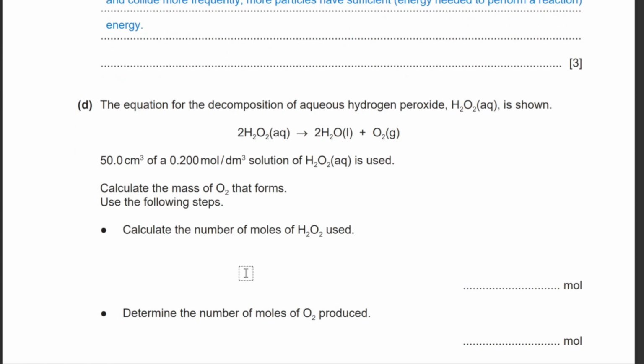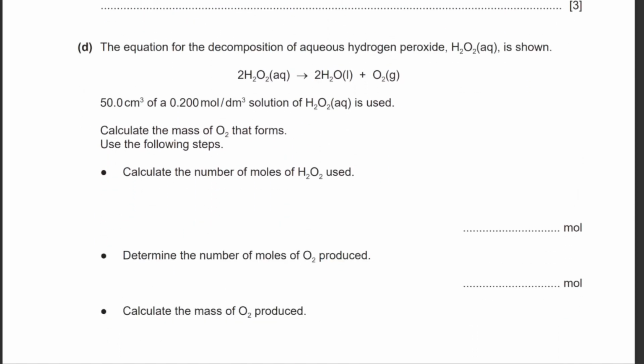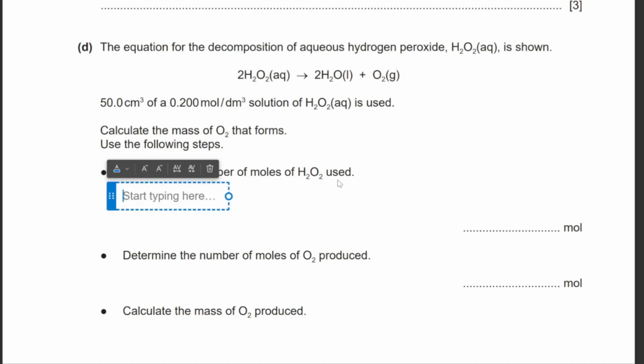Part D. The equation for the decomposition of aqueous hydrogen peroxide is shown. Calculate the number of moles of H2O2 used. As we know, the formula to find the number of moles here would be concentration multiplied by volume. However, as we can see, the volume is in cm³, and we would need to change that into dm³. So we would multiply 50 by 0.2 and divide that whole by 1000, and we would get 0.01.